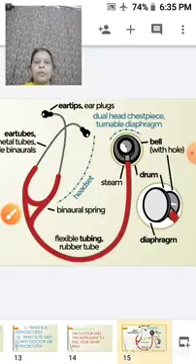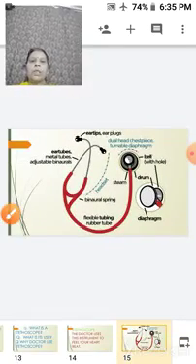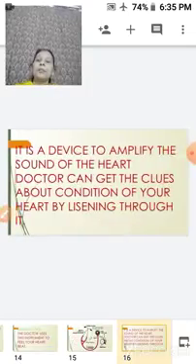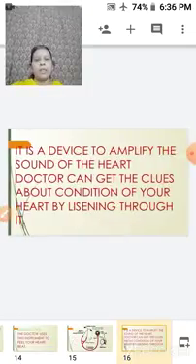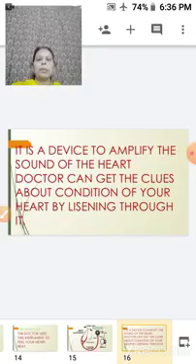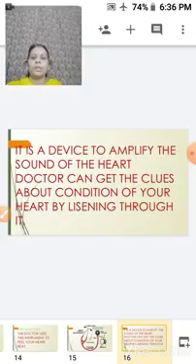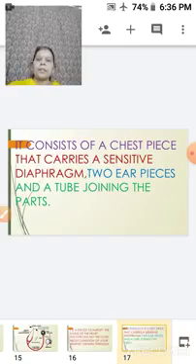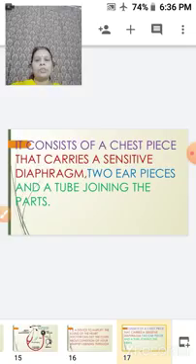It is a device to amplify the sound of the heart. The doctor gets the clue about the condition of our heart after listening through it. As I said, it has three parts: a chest piece, which carries a sensitive diaphragm, two earpieces, and a tube which joins both the parts. So this is the structure of the stethoscope.